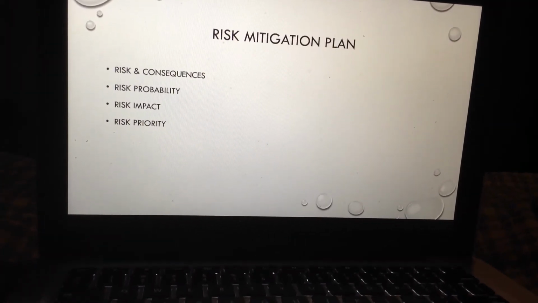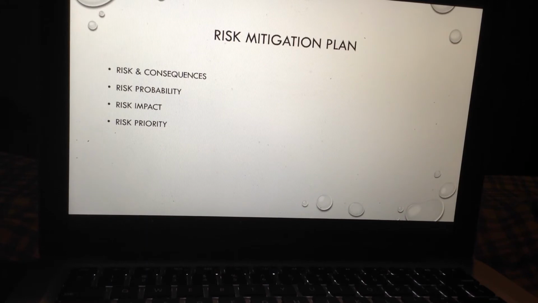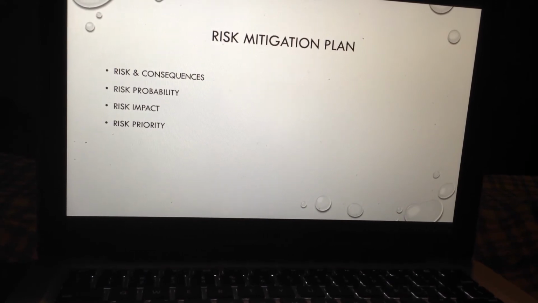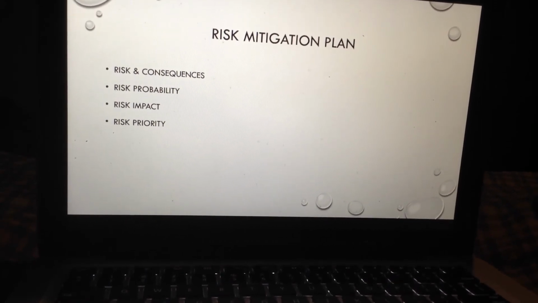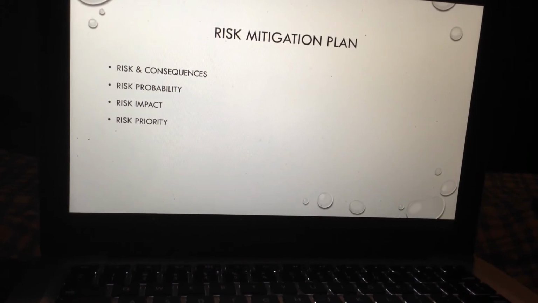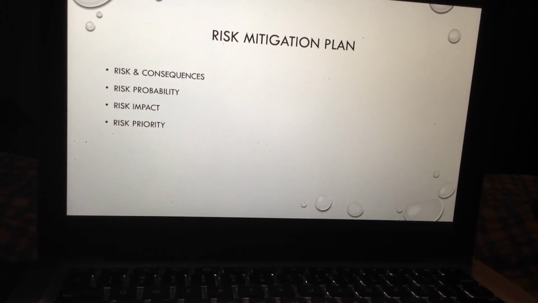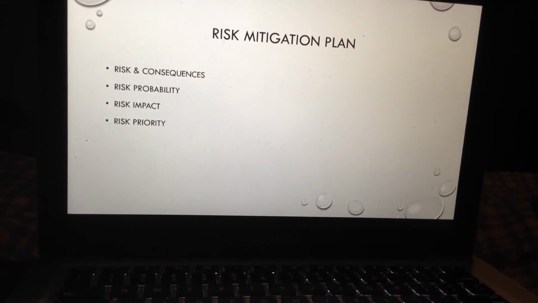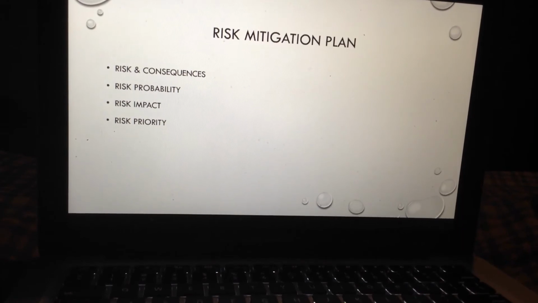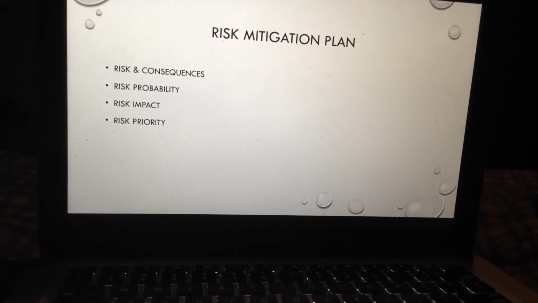The risk mitigation plan. When it comes to the risk mitigation plan, I'll look at risks and consequences, risk probabilities, impacts, and priorities. The consequences that can occur from this are identity theft of patient information, hacking of the web portal, and being unable to appropriately pull health information data if the provider was in an emergency situation that needs that information readily available.